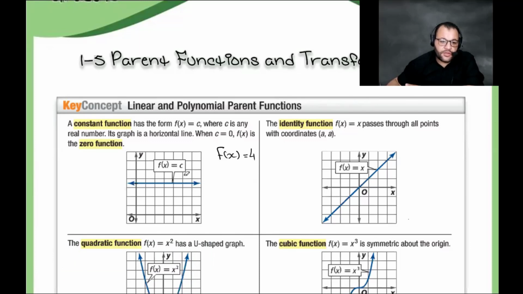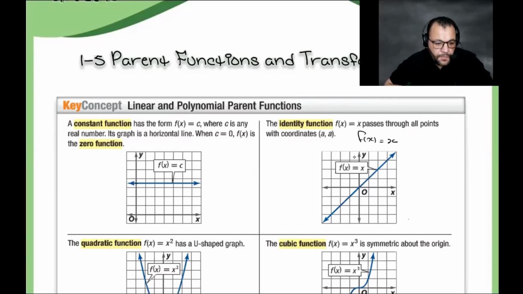The parent function for the constant is f of x equals 0. Now for the identity function, or the linear function. The linear function is defined by f of x equals x, and it's represented by a line passing through the origin point with a slope equal to 1. Then after that you can shift the function up and down, right or left. It depends on the transformation that we have.